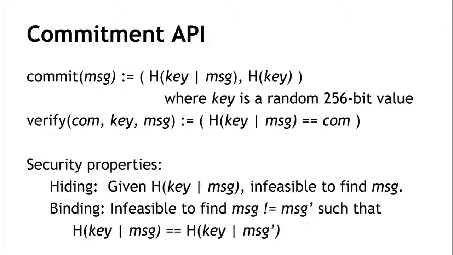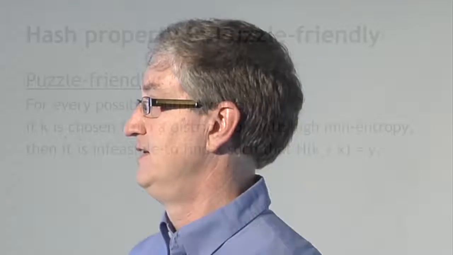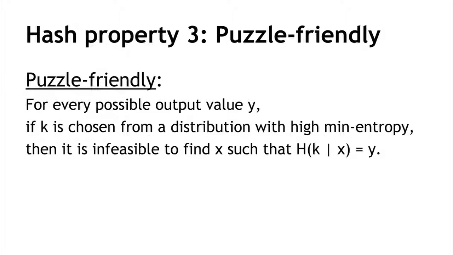Okay, so that's the second security property of hashes, that they're hiding, and the application of that is commitments. The third security property we're going to need is that they're puzzle friendly. And this is, again, a little bit more complicated, but let me just go through it a bit by bit. For any possible output value y that you might want from the hash function, we're going to use y as an output value of the hash later, that if k is chosen from a distribution that has high min-entropy, that is, k is chosen randomly from some set that's super spread out, then there's no way to find an x such that the hash of k and x is equal to y.